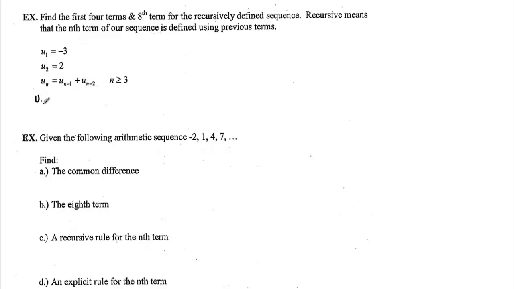So if we wanted to find the third term, we would take the second term plus the first term, which would be 2 plus -3, that would be -1. And it says for n greater than or equal to 3.